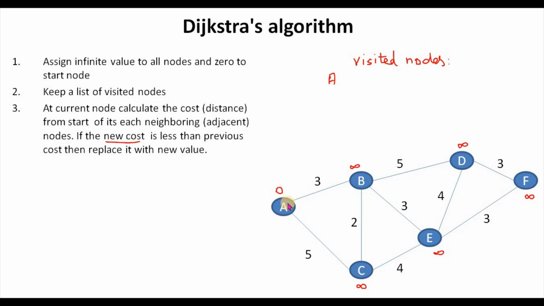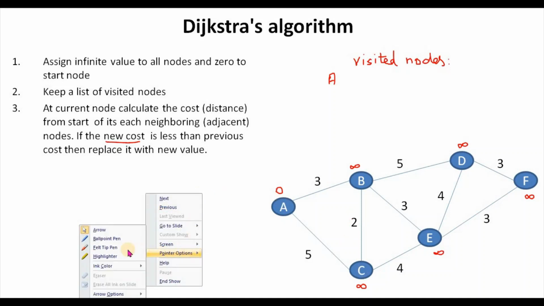Okay, so we are at node A. A is our current node and visited node, and now we look at its neighbor or adjacent nodes. What are its neighbor nodes? B and C, because A is connected with B and C, with this edge and this edge. So now we try to calculate the cost of the distance from the start node to B, and the same for C. So let's do it one by one.